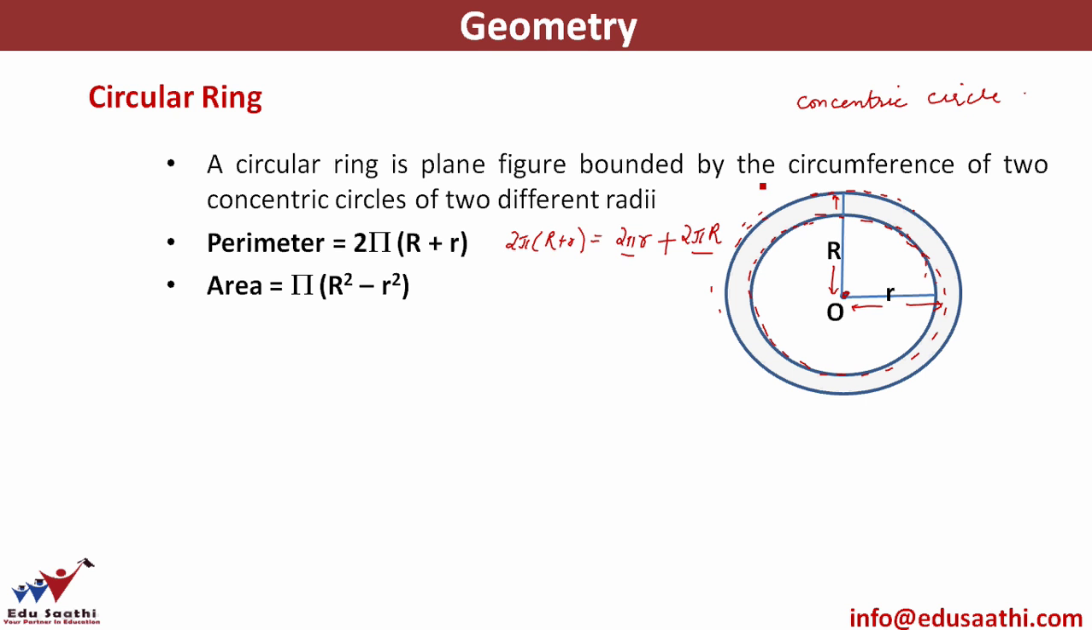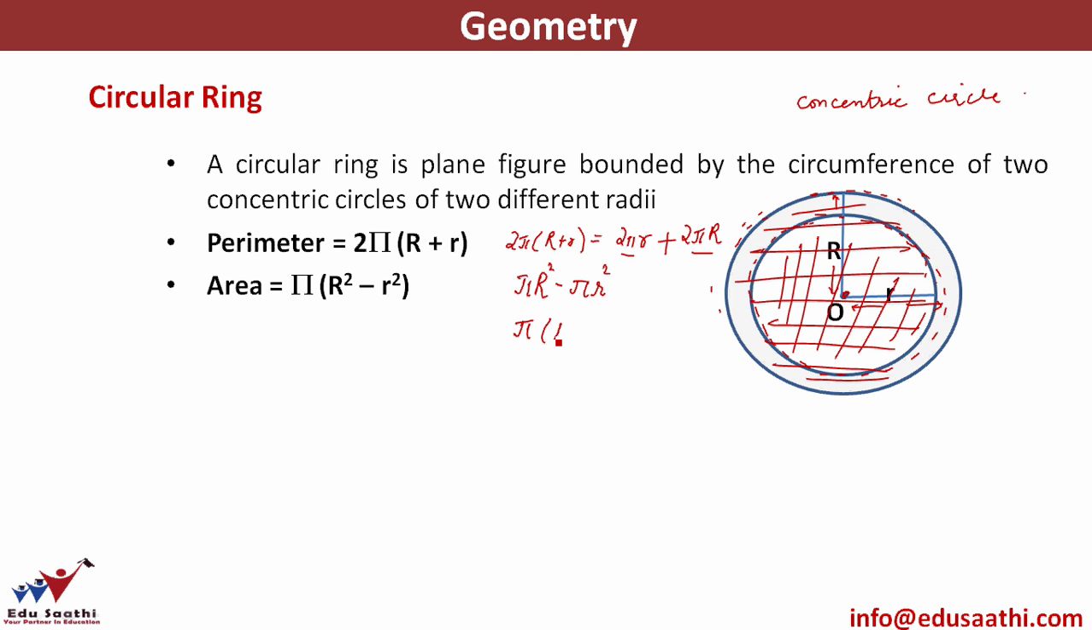In order to find out the area, I will look at the area of the larger circle. From the area of the larger circle, if I subtract the area of the smaller circle, I'll get the area of the ring. So this will be pi capital R square minus pi small r square. Taking pi common, I get the formula pi times capital R square minus small r square. So this is how I find the perimeter and the area of a circular ring. A circular ring is formed by two concentric circles whose radii have to be different. If the radii come out to be the same, it will not be a circular ring. It will be two circles lying on each other.